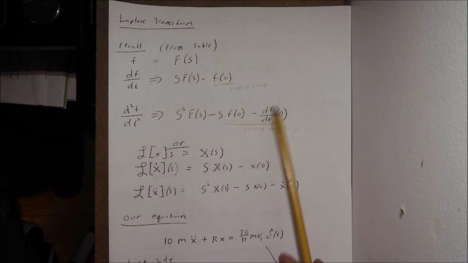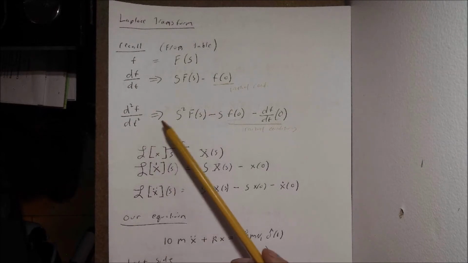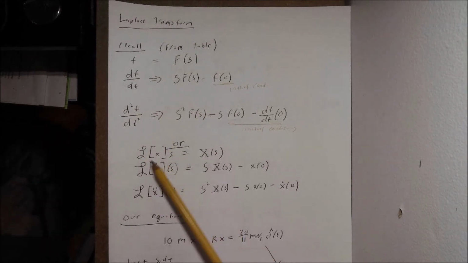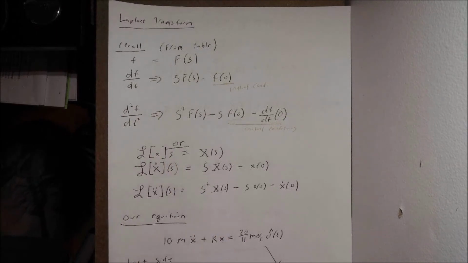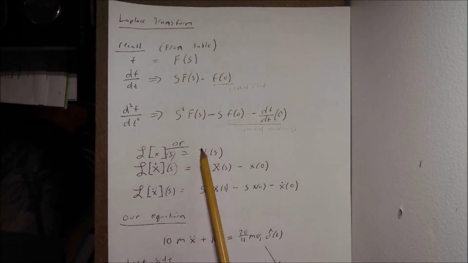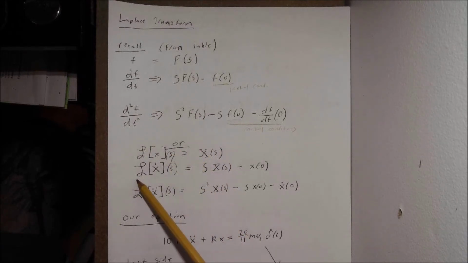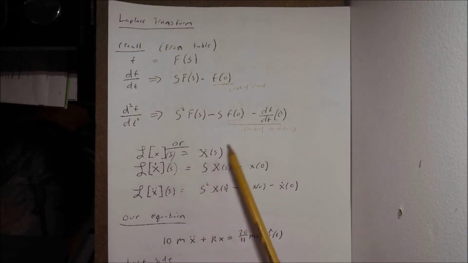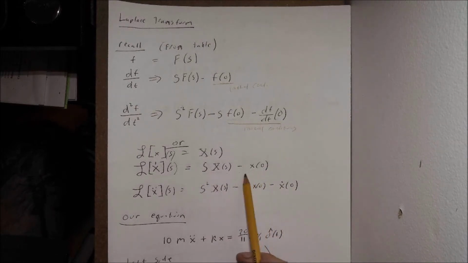So our initial conditions are coming into play when we're dealing with the first time derivative and second time derivative of f. In our case, let's sub in x and use our general notation for Laplace. So if we have the Laplace of x, we end up with capital X of s. If we take the Laplace transform of x dot, our first time derivative of x, we end up with s times capital X of s minus x naught, where this is an initial condition.